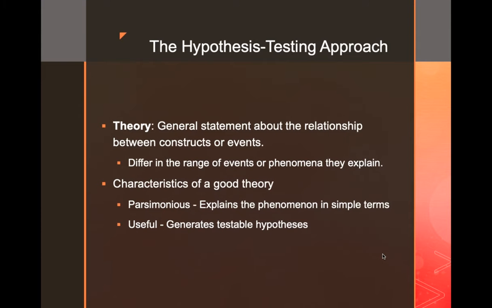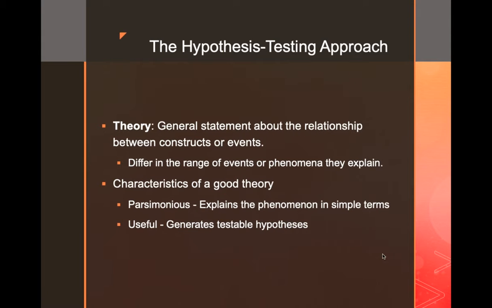So now we enter the hypothesis testing approach. The hypothesis testing approach is a very common method we use in our scientific world. What is basically done is we propose a theory, which is a general statement about the relationship between constructs or events, right? A theory, in simple terms, is an idea, a basic idea about what you think about the event or phenomenon. And the two characteristics of a good theory are that it's parsimonious and useful.